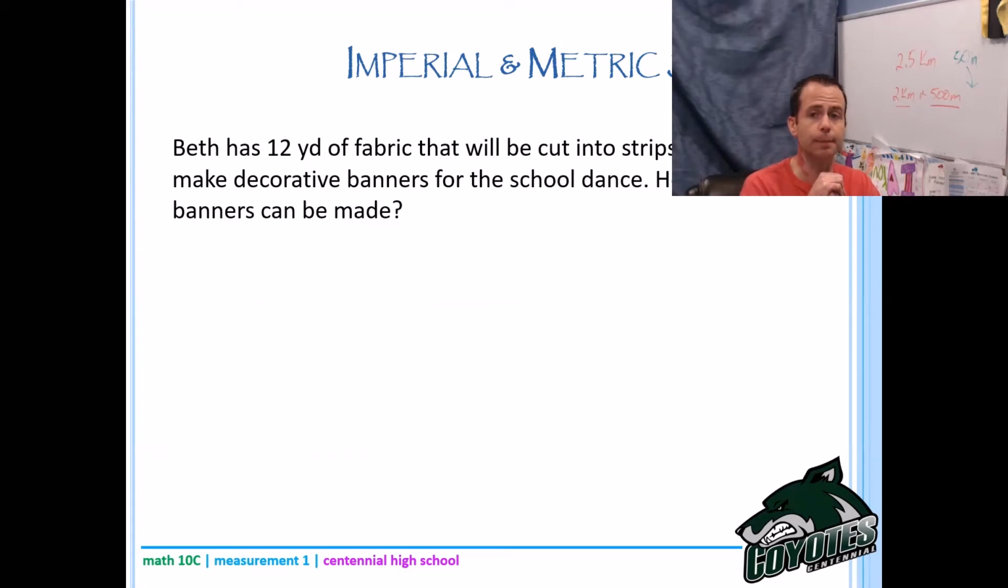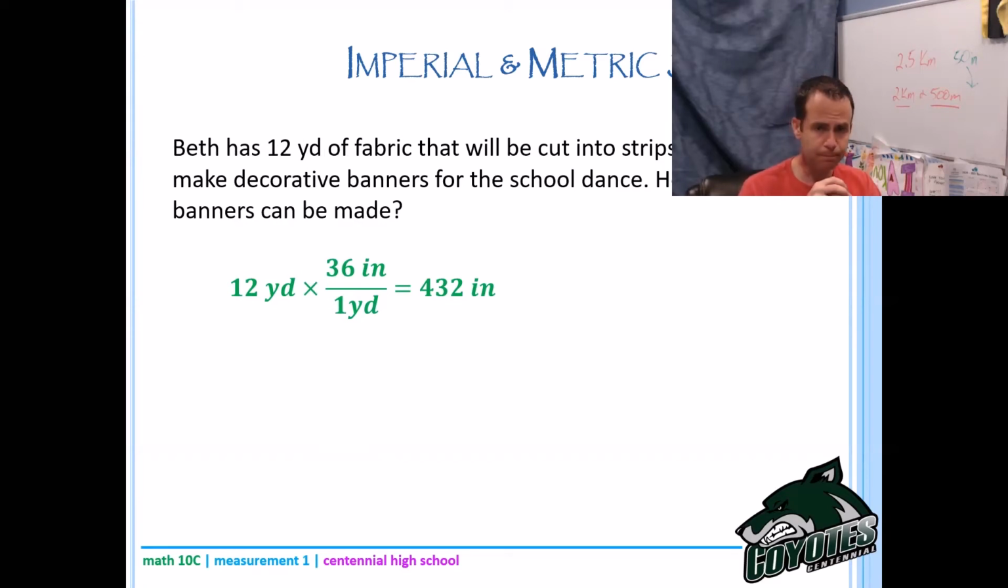Okay, Beth has 12 yards of fabric that will be cut into strips 6 inches wide to make decorative banners for the school dance. How many banners can Beth make? Well, I've got 12 yards of fabric. The first thing I need to do is figure out how many inches that is. Okay, so I use my conversion factor. I know there's 36 inches in a yard. I end up with 12 times 36, which is 432 inches. So altogether, Beth has 432 inches.